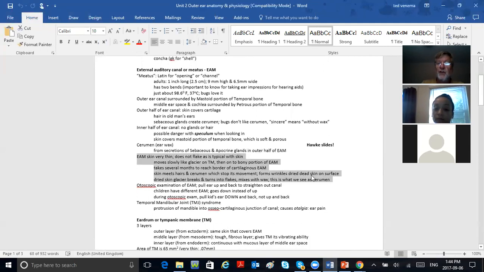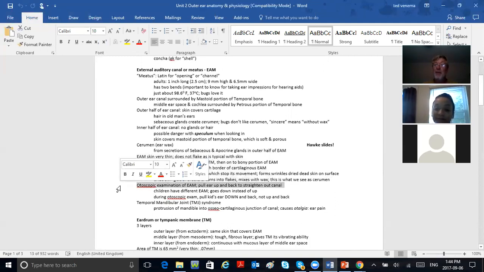Sometimes it forms wrinkled, dried, dead skin on the surface. This can break off into flakes and mix with earwax, and this is what we commonly see as dark earwax. Don't worry about this stuff. It's just a very sad, typical, kind of gross story.